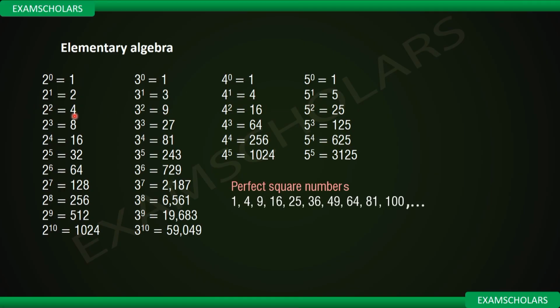The first one is 1. 1 times 1 is 1. 1 is a perfect square number, followed by 4. 2 times 2 is 4, a perfect square number. 9, perfect square number. 16, perfect square number.